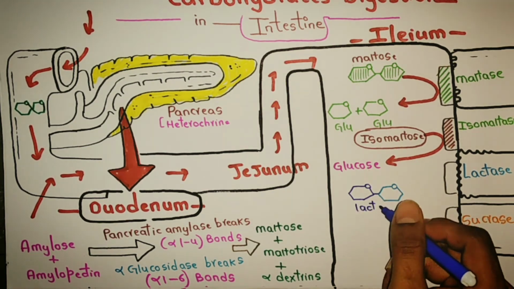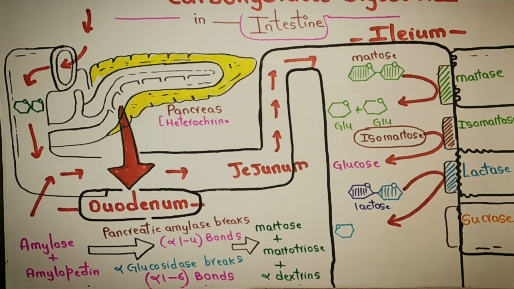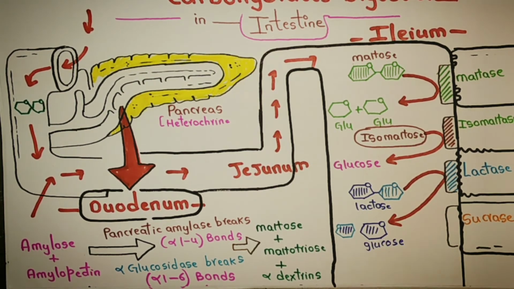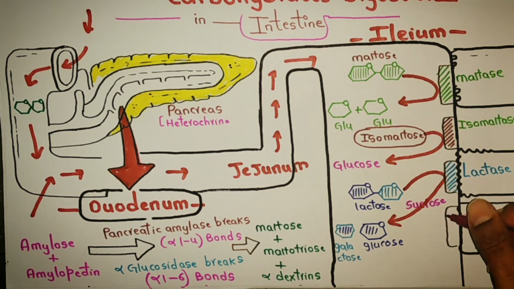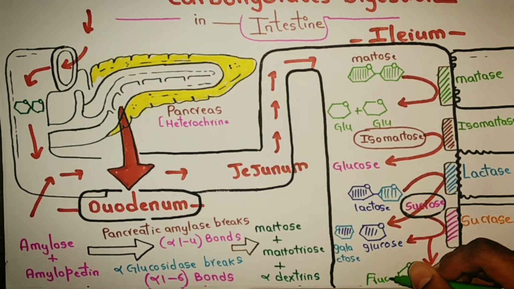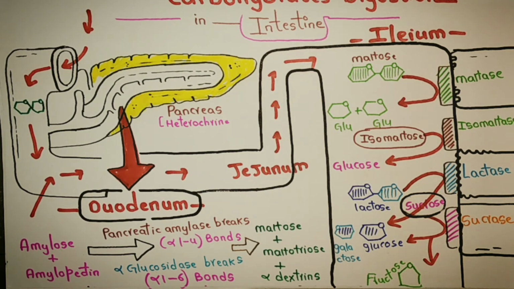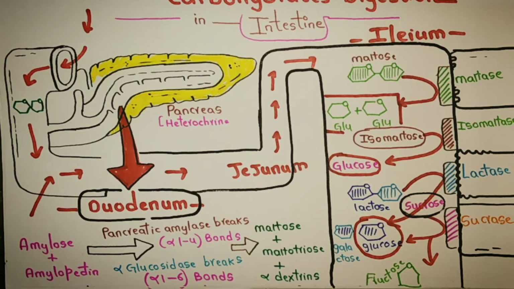Similarly, the lactose, the milk sugar, through the lactase converts into glucose and the galactose. And last but not least, the sugars like disaccharide sucrose through sucrase convert into glucose and fructose. This all happens in the ileum. The major digestion of carbohydrates happens here.